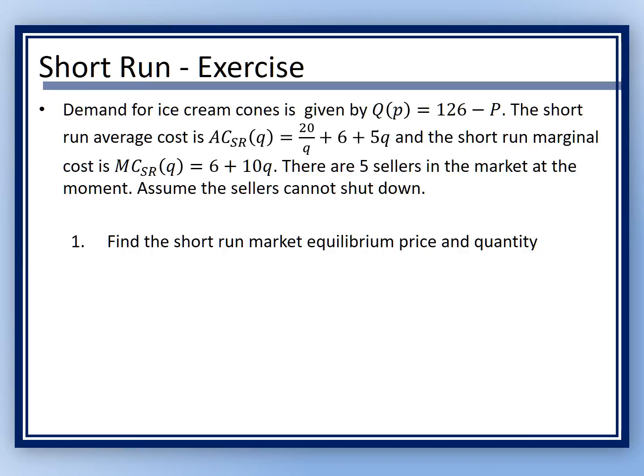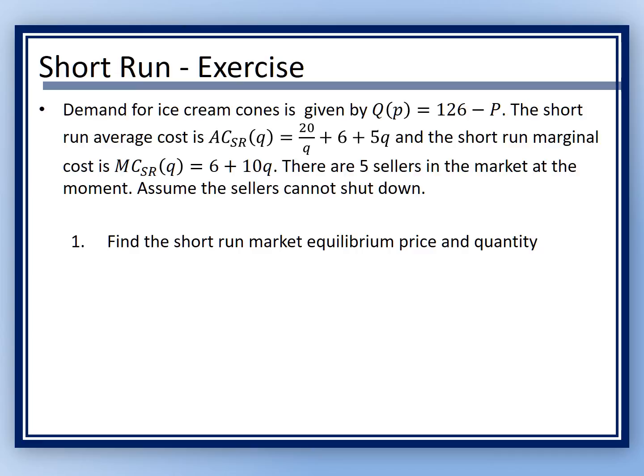Demand for ice cream cone is given by Q = 126 - P. The short run average cost is AC = 20/Q + 6 + 5Q, and the short run marginal cost curve is MC = 6 + 10Q. There are 5 sellers in the market at the moment. Assume the sellers cannot shut down. Find the short run market equilibrium price and quantity.